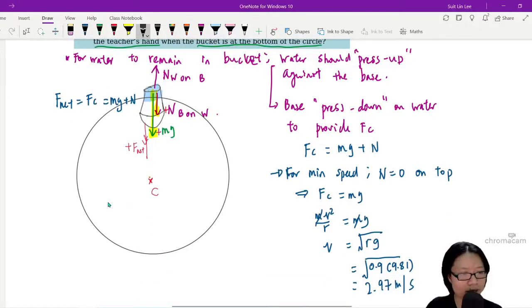Let's draw the bucket at the bottom of the circle first. Just going to draw a nice little bucket here. Okay. And there is water. Hopefully none of it has spilled out. Okay.